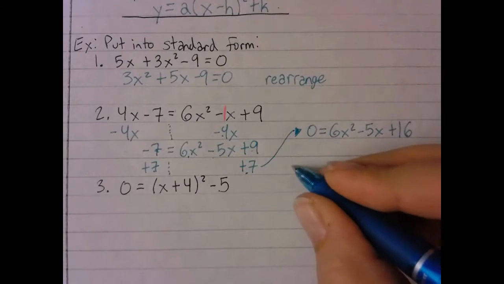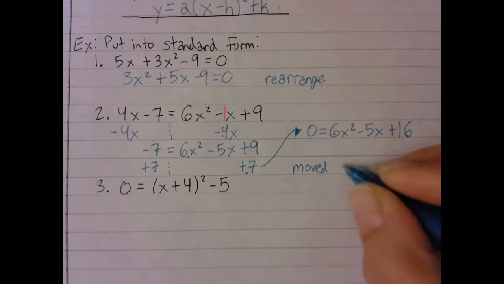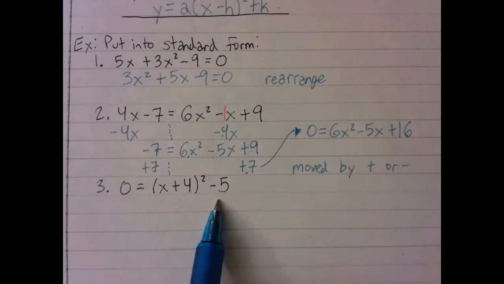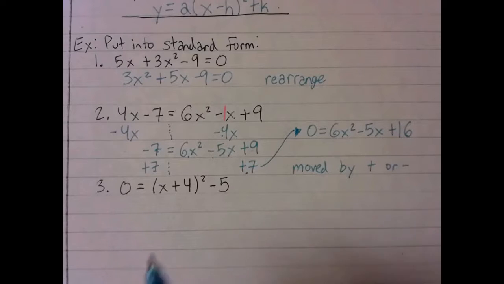So what we did here is we moved by adding or subtracting. There's one final way. Hey, we've seen this before. This is called vertex form. We want it in standard form, so the first thing we've got to deal with is this exponent right here.